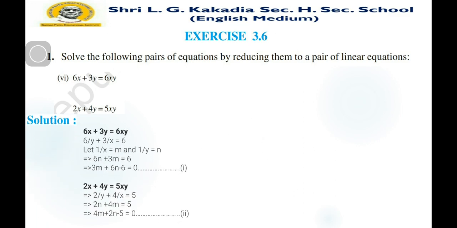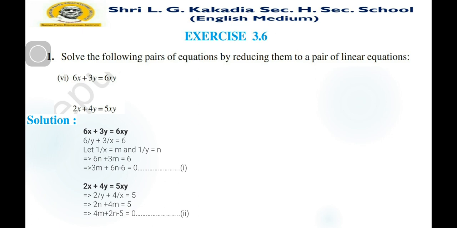In the first equation, 6x plus 3y, if we divide by xy, then we get 6 by y plus 3 by x is equal to 6, and we assume 1 over x is equal to m and 1 over y is equal to n. Then we get the equation as given here, 3m plus 6n minus 6 is equal to 0, equation number 1. And in equation 2, 2x plus 4y is equal to 5xy, we divide both sides by xy, then we get 4m plus 2n minus 5 is equal to 0.